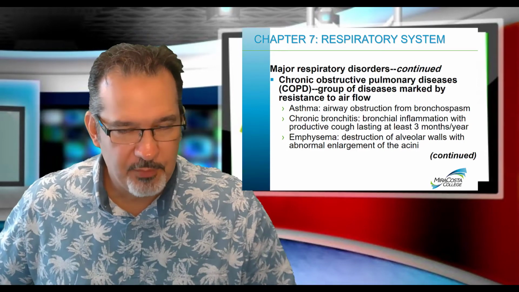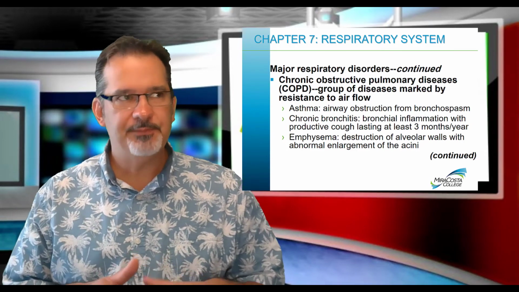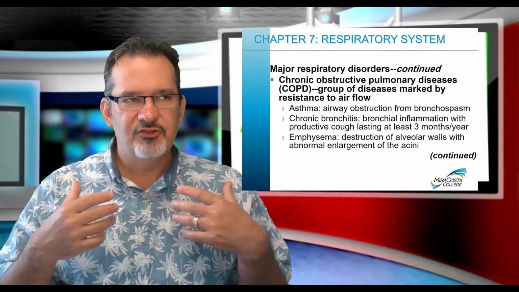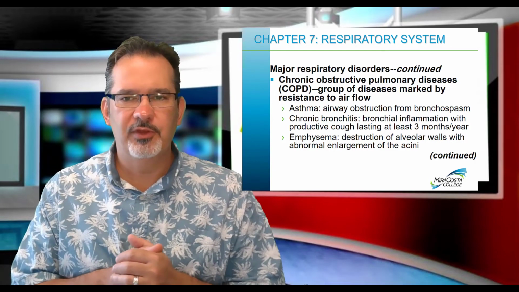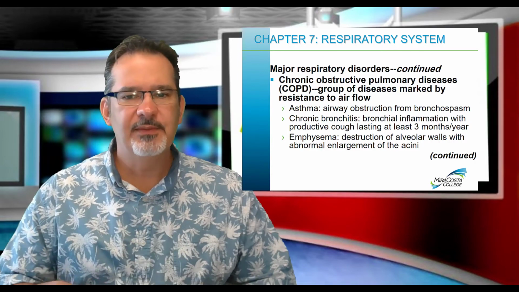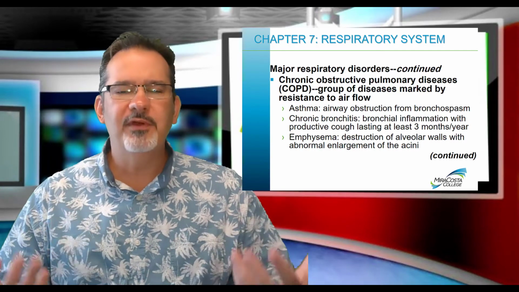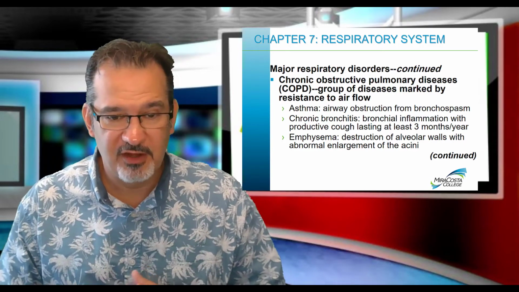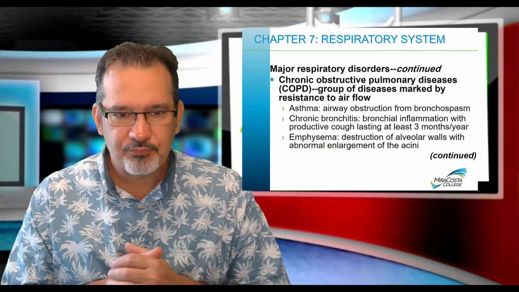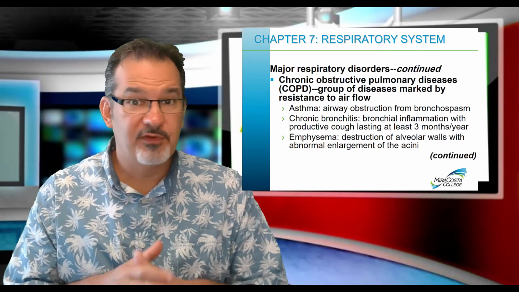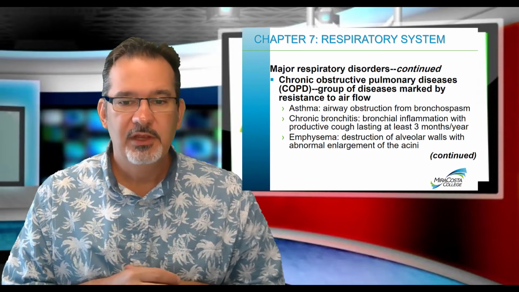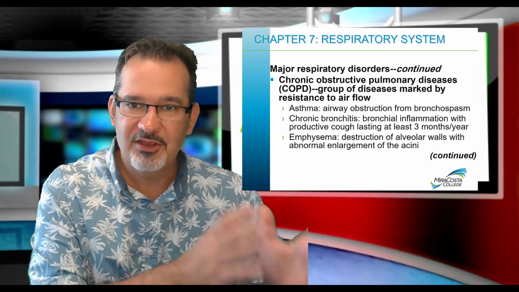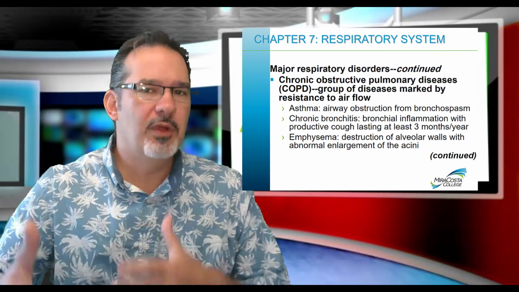Okay. Chronic obstructive pulmonary disease, COPD, probably the most common term that you're going to hear when we talk about respiratory system disorders. COPD, it is a group of diseases that's marked by decreased airflow or resistance to airflow. So things like asthma, very common, right? Airway obstruction caused by bronchospasms. Chronic bronchitis. Chronic, opposite of acute, right? Acute being sudden onset. Chronic means that it's always there.